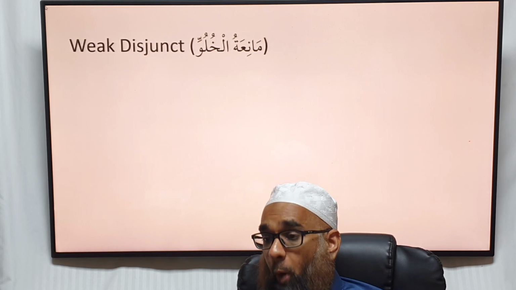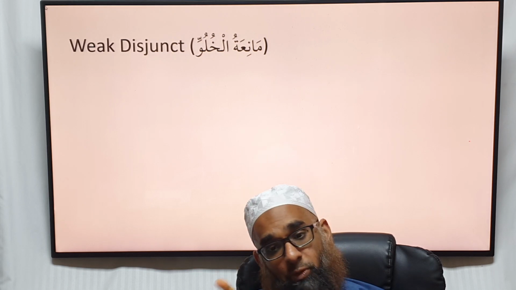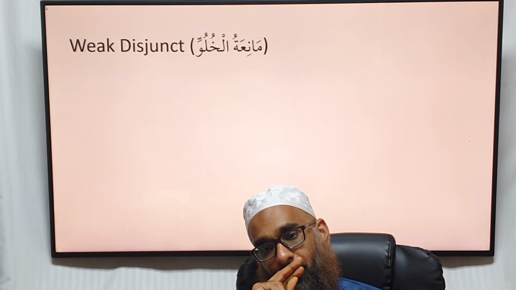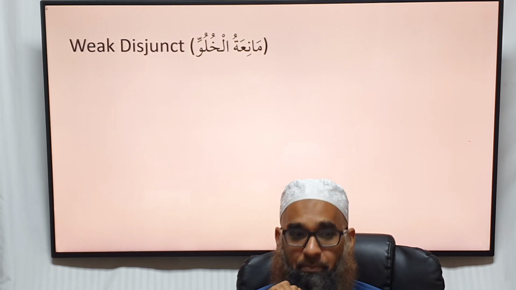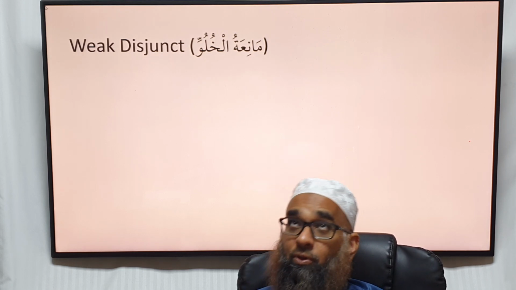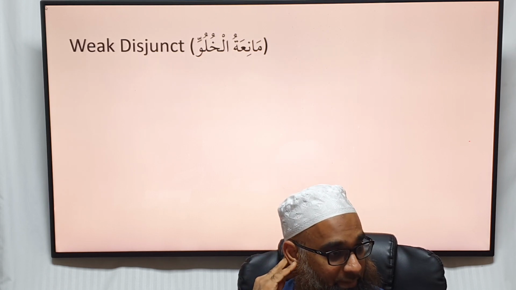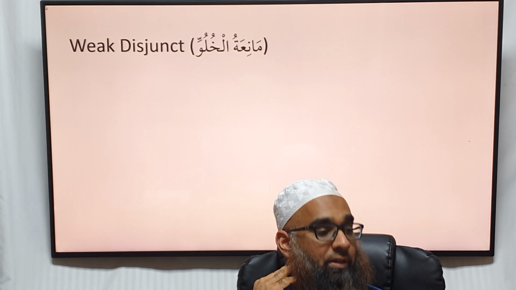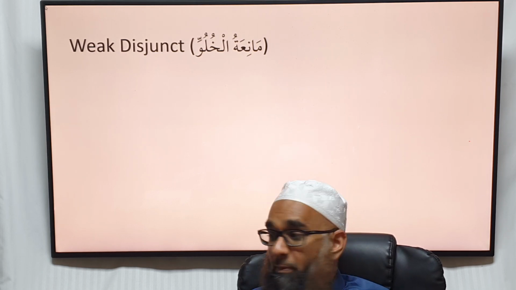A weak disjunct is the opposite. It's only maniyatul khulu, but not maniyatul jam'. Do you understand? Yes? For example, I'm here downstairs and there's a whole racket upstairs. What's happening? A lot of noise in my room upstairs. What do we know for sure? People are playing upstairs. Can it be nobody playing upstairs?